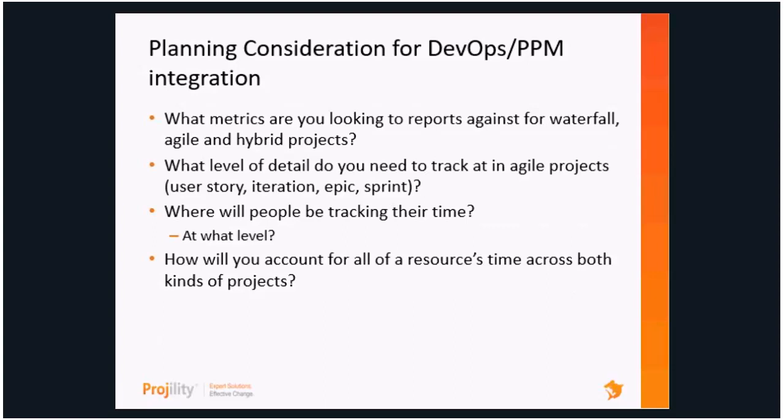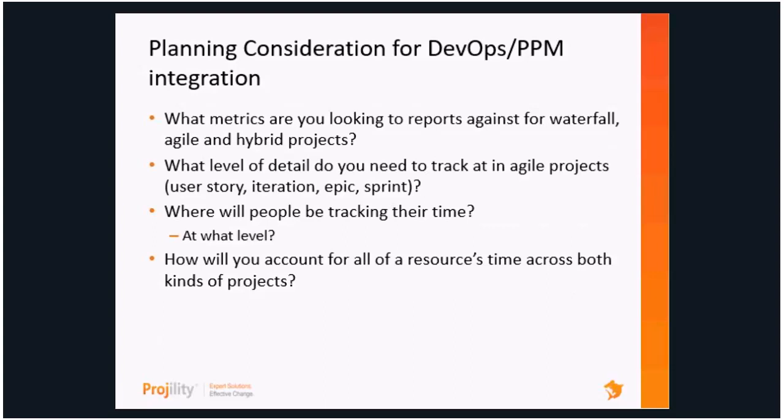The second key question is, what level of detail do you need to track within your Agile projects? User story, iteration, epic, sprint, all of those, some of those, none of those? And are you going to have consistency across all of your projects that are in Jira or VSTS so that you can link that back to statusing your portfolio appropriately? A big question is, where do you want people tracking time?